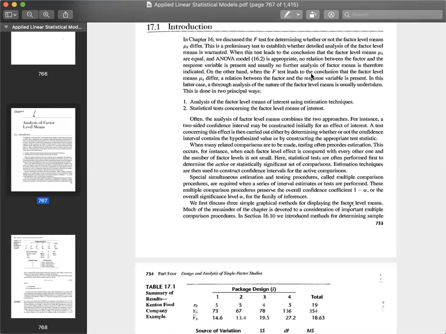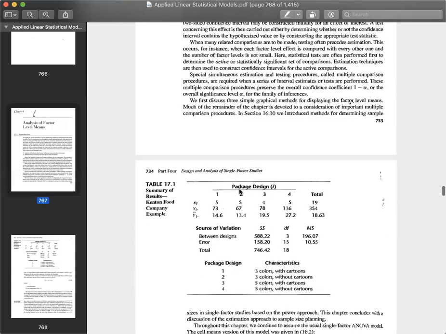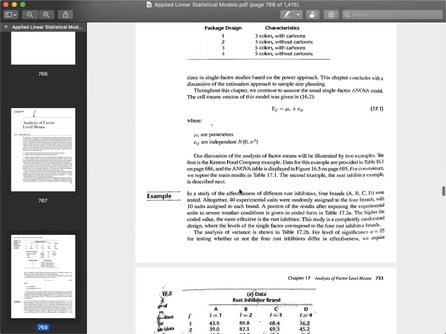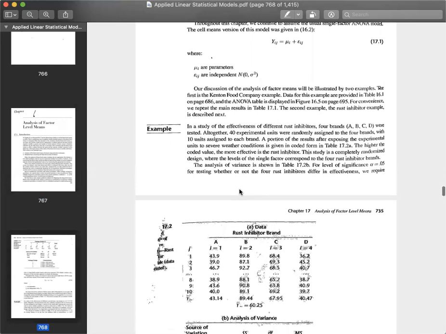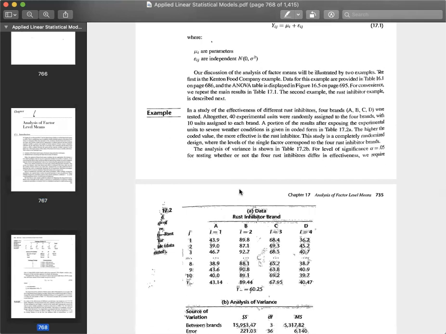Throughout this chapter, we continue to assume the usual single-factor ANOVA model. The cell means version of this model was given as y sub ij equals μi plus error ij, where μi are parameters and error ij are independent normal with mean 0 and variance sigma squared.